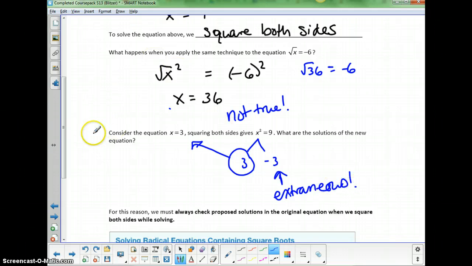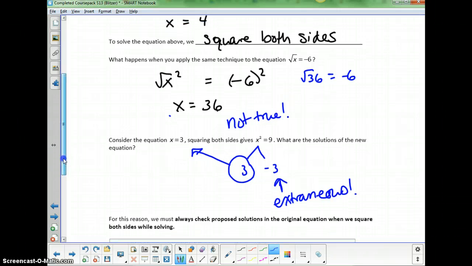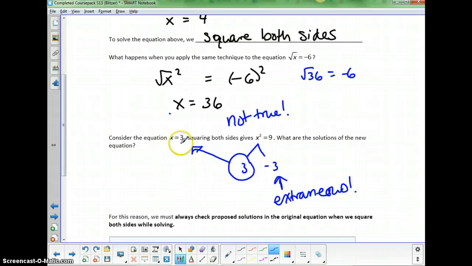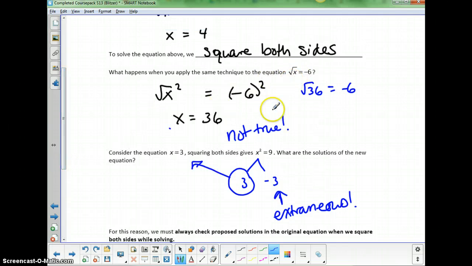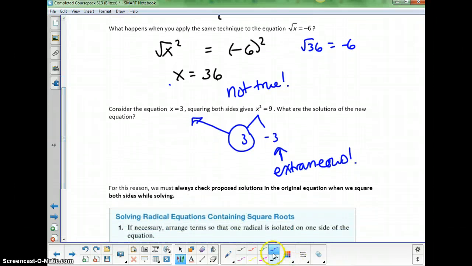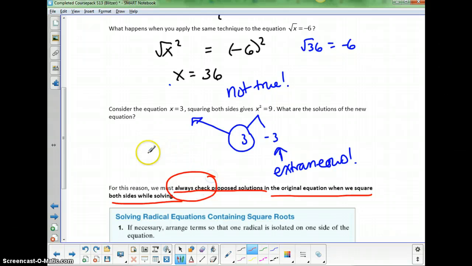Now, these examples were meant to show you that it's possible to get extraneous solutions, but because we chose very simple equations like x equals 3 and the square root of x equals negative 6, you were able to see right away that those weren't going to work. We're not going to be able to see that in most cases. In most cases, we're just going to have to check. Always check proposed solutions when we square both sides. It's very important to always check, because you're not going to be able to just look at it and tell that one of your answers is extraneous.